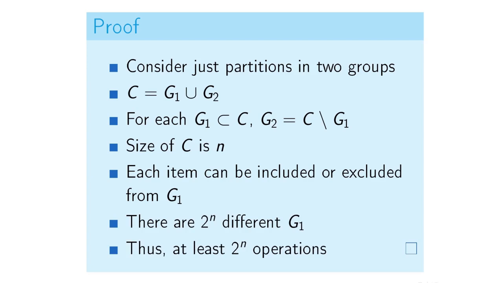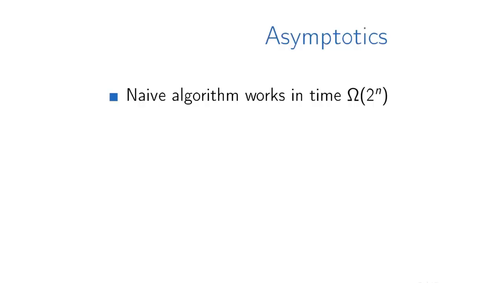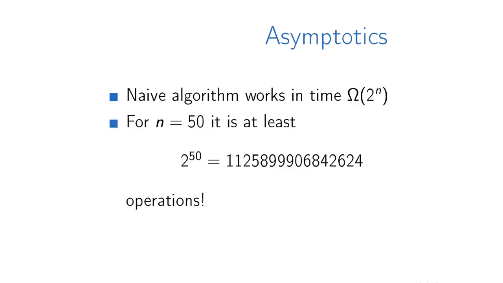And so there are at least 2 to the power of n partitions of the set of all children into groups, and it means that our algorithm will do at least 2 to the power of n operations because it considers every partition, and among all the partitions there are all the partitions into two groups. So how long will it actually work? We see that the naive algorithm works in time omega of 2 to the power of n, so it makes at least 2 to the power of n operations.